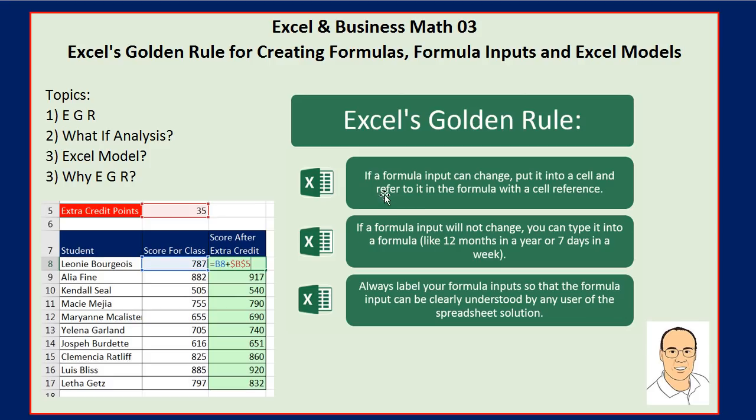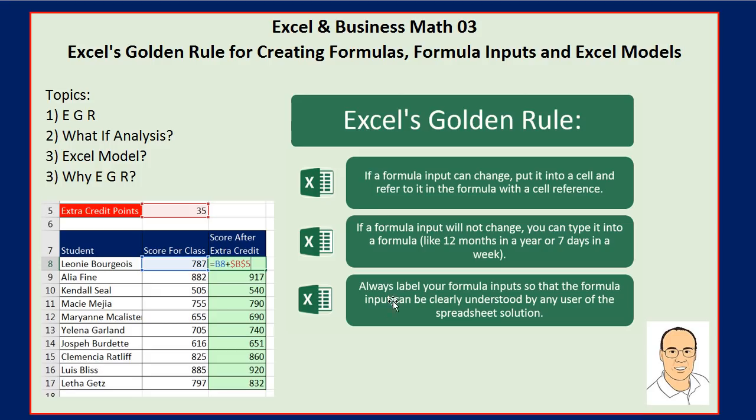The first part, if a formula input can change, put it into a cell and refer to it in your formula with cell references. Sounds like we've already been doing that one. Part 2, if a formula input will not change, you can type it into a formula like 12 months in a year or 7 days in a week. So if you have to use the number 12 that represents months in a year, that number is never going to change. So you don't have to refer to it in a formula with a cell reference. You can just type 12 into your formula.